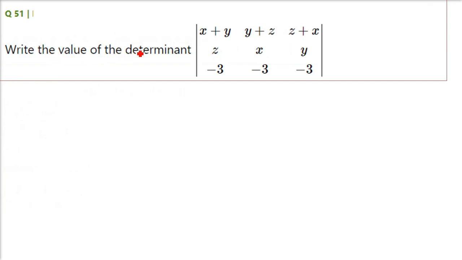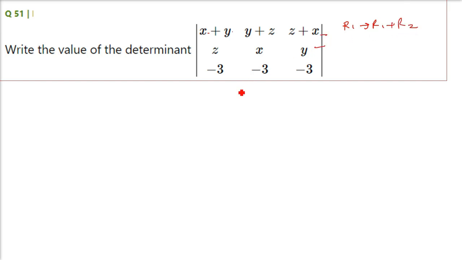Write the value of the determinant, this one. So there are multiple ways to do it. First of all, you have negative 3 in the third row. You can take negative 3 outside. X plus y, you can add row 1 and row 2 to get x plus y plus z.